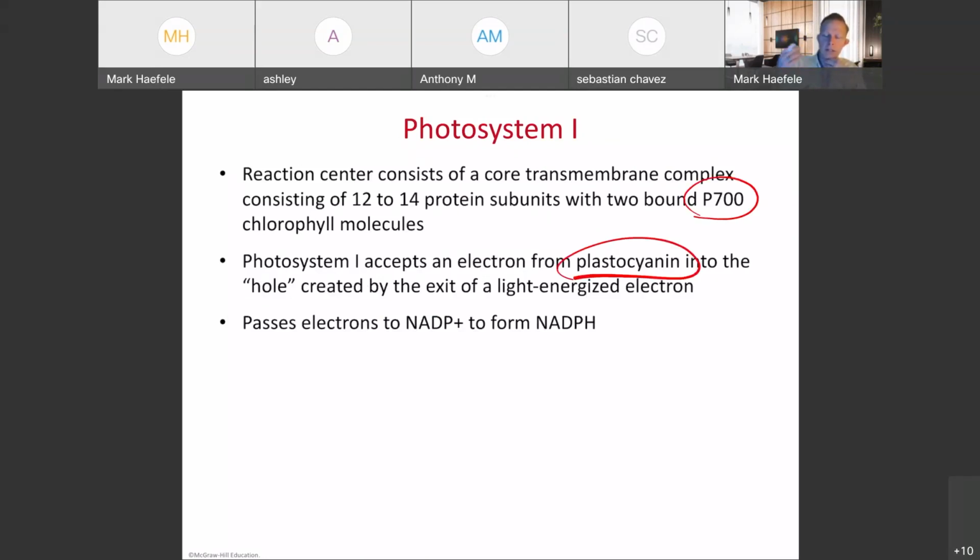This is the one that basically takes the electrons that were going through the Photosystem II system and passes them on to fill in the hole created by the loss of an electron in Photosystem I. And then ultimately those electrons will find their way onto NADPH. So that's basically what happens.